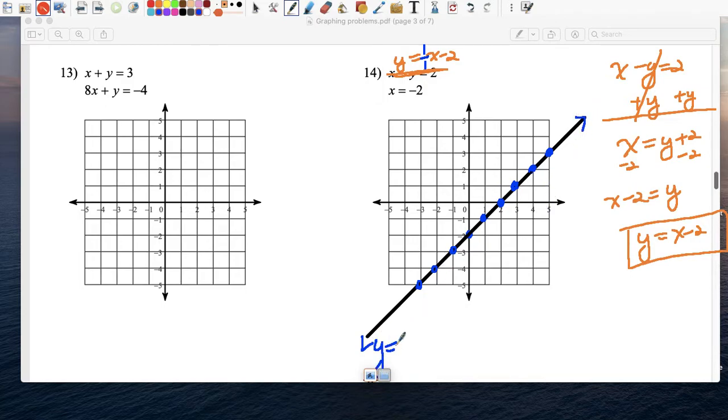This is y equals x minus 2. The other one, in red, is x equals negative 2. So this is an undefined slope, right? An undefined slope is a vertical line. So let's find negative 2 on the x-axis. Remember, this is the x and this is the y. This is x equals negative 2.